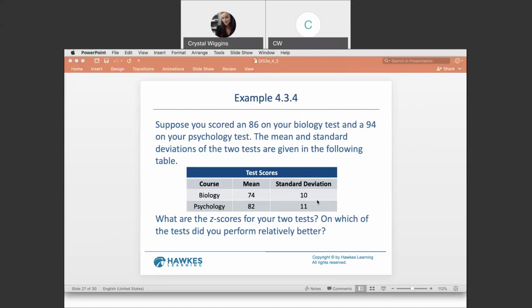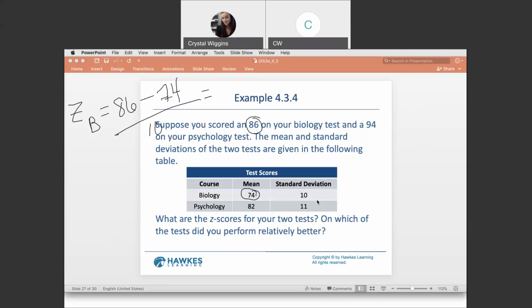So let's first calculate a z-score for biology. So z for biology, we're going to take the data value, which we scored an 86 on the biology test. So we have an 86. Subtract the mean. The average test score for the class was a 74. And divide by the standard deviation, 10.